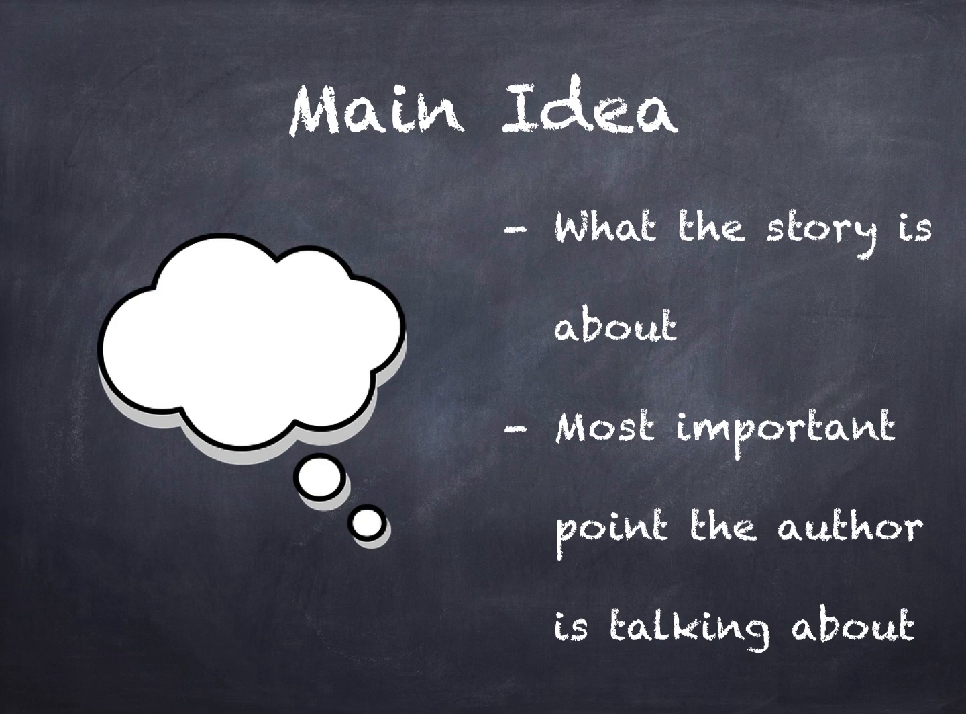The first part of a story that we're going to talk about is the main idea of a story. The main idea is what the story is essentially about. It is the main point that the author is talking about. A lot of times, the main idea can even be found in the title of the book or story. For example, in the story of the Three Little Pigs, the main idea is that the third pig outsmarted the first and second pig, along with the wolf, when taking the time to properly build his house of bricks.